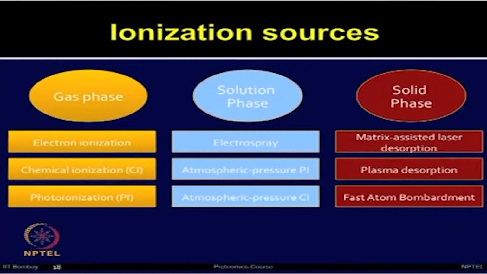With the gas phase, electron ionization, chemical ionization and photoionization are the more commonly used ionization sources. With the solution phase, electrospray, atmospheric pressure ionization and atmospheric pressure CI are the more commonly used ionization sources. With the solid phase, MALDI or matrix assisted laser desorption ionization, and plasma desorption are the more commonly used solid phase ionization sources.